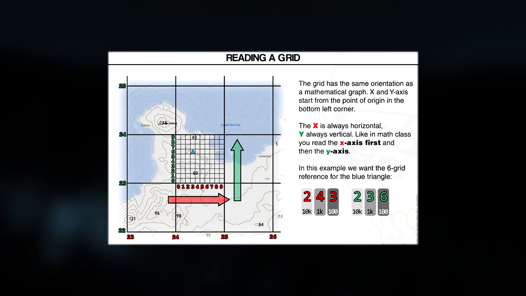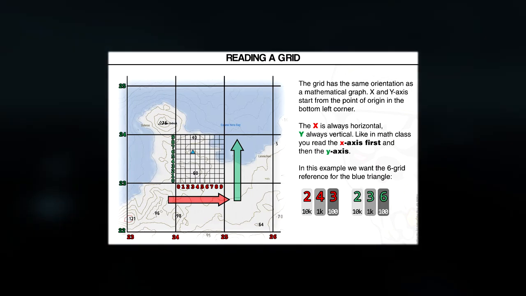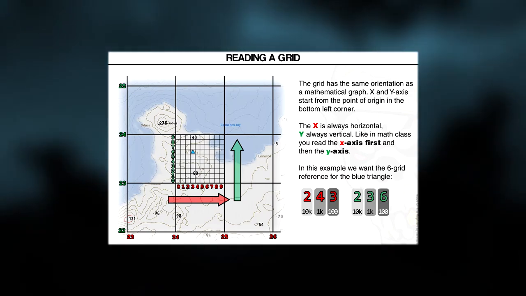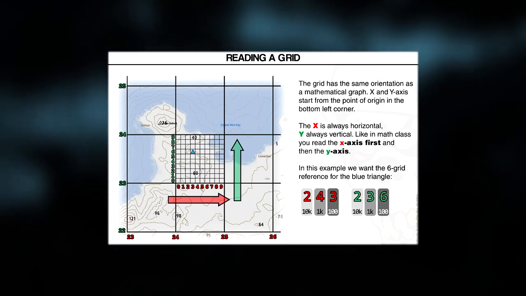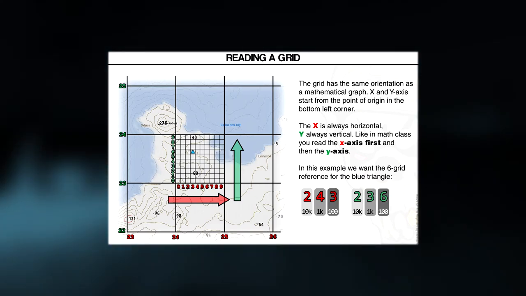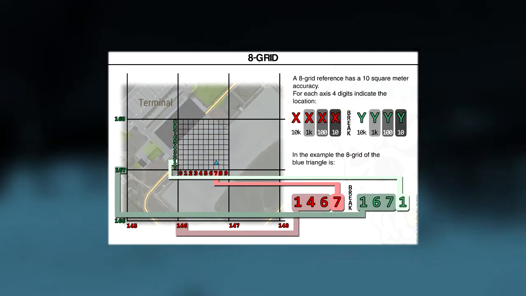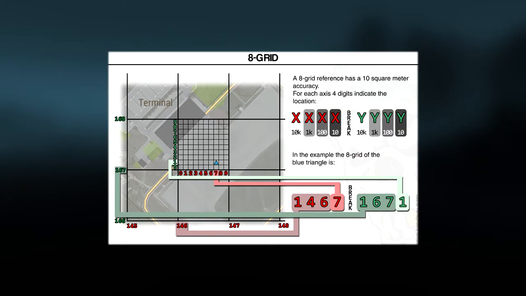When communicating, you can say 6-digit grid 2-4-3-2-3-6. A 6-digit grid is accurate to within 100 meters, meaning that it signifies a 100 by 100 meter area, not an exact point. Whereas an 8-digit grid reference is accurate to 10 square meters. It takes time to pull 8-digit grids, since the in-game map system is not built to be that accurate, but it is possible, taking an extra 30 seconds or so.